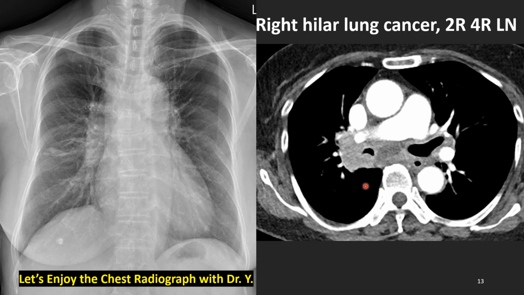Axial contrast enhanced chest CT. Bronchus intermedius. Large right hilar mass, conglomerated lymph node, and actually right paratracheal area is also the lymph node enlargement. Right hilar lung cancer. Left side is okay.